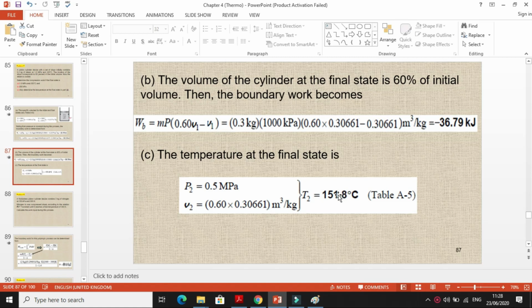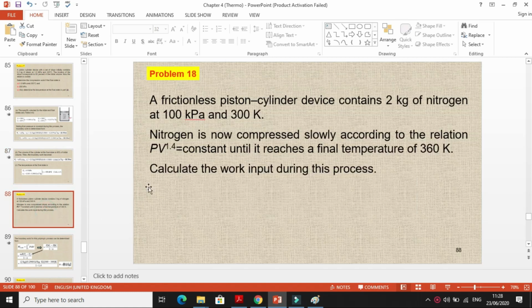So in this way we can find the final temperature, because we know the final pressure and the final volume, and then we can get the final temperature as well. Moving to the next question.